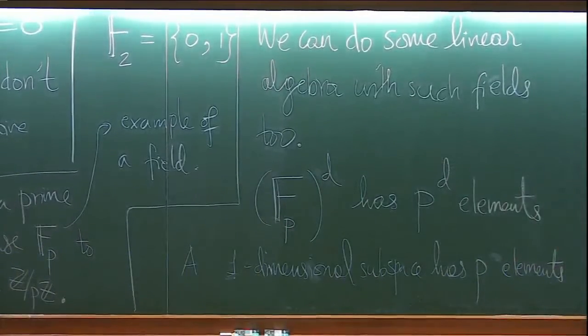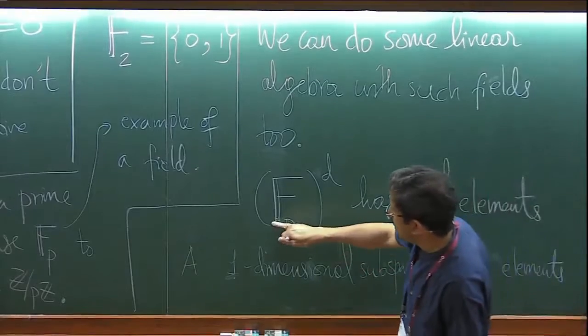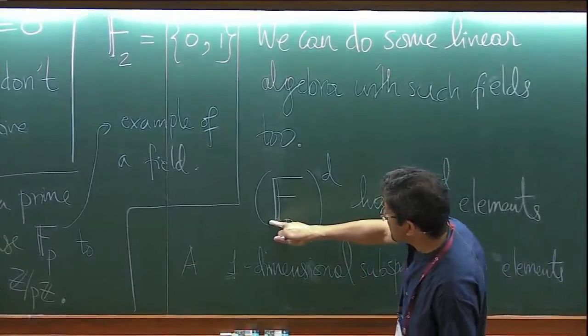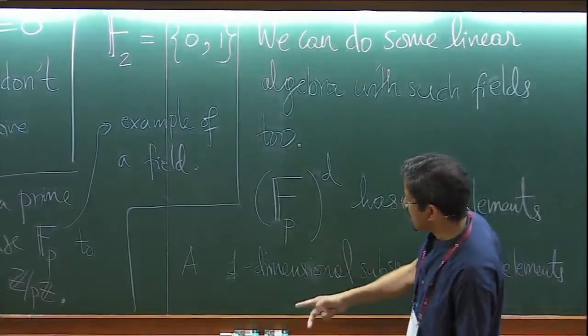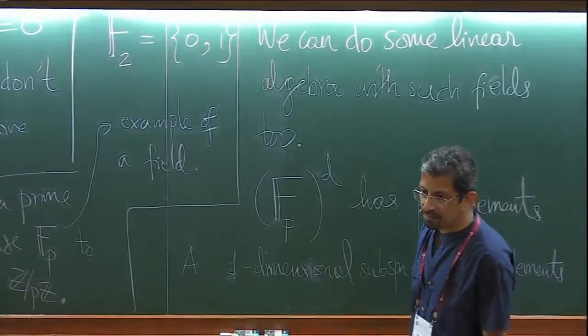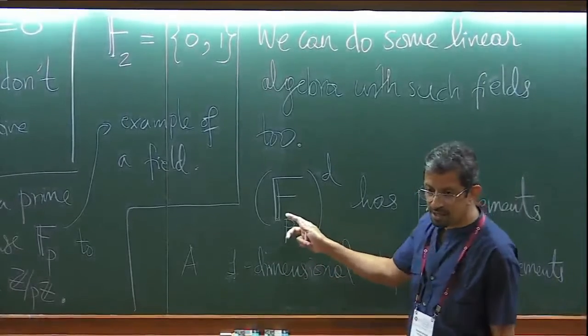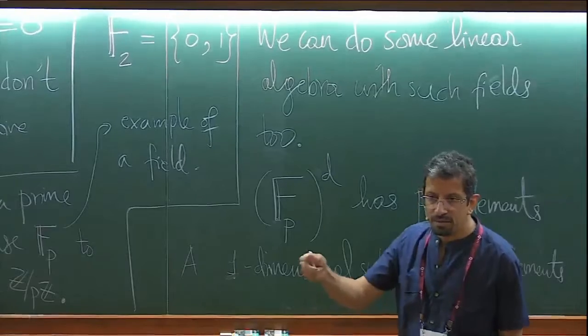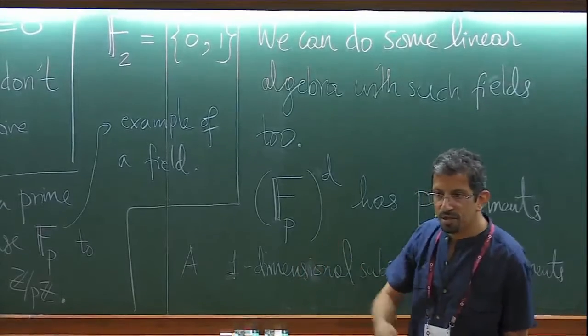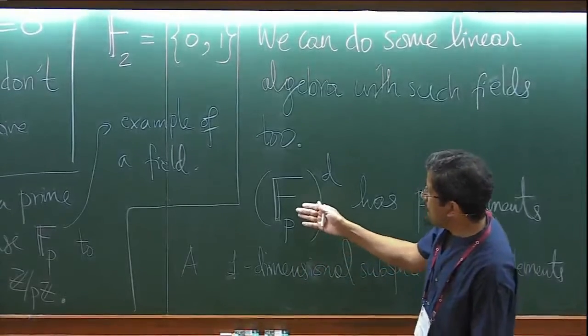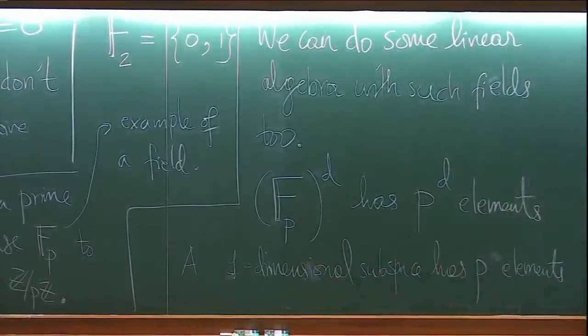And so how many one-dimensional subspaces are there in this vector space? A one-dimensional subspace corresponds to all multiples of one vector. Every non-zero vector here will give you a one-dimensional subspace by looking at all its multiples. So how many elements are there? p to the power d elements. So every non-zero vector, and you will have so many non-zero vectors.